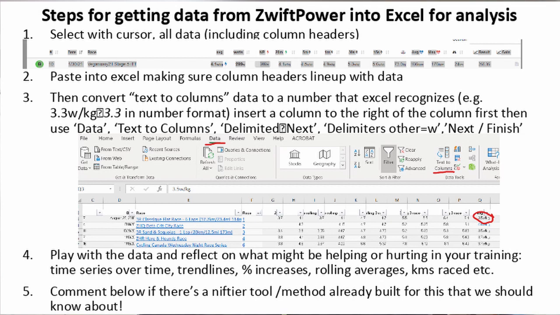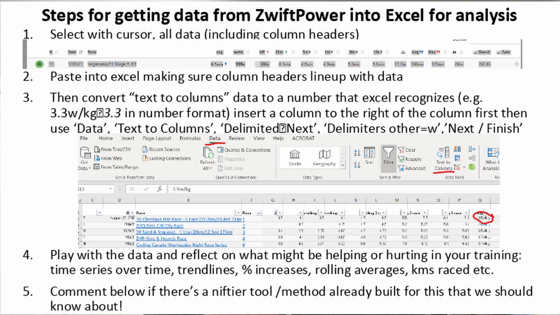So this is done by using text to columns, by highlighting the data you want, clicking data in one of the ribbon tabs, going text to columns, delimited, going to next, then the delimiters using other, and then you can put in a little W, and then hit next and finish.